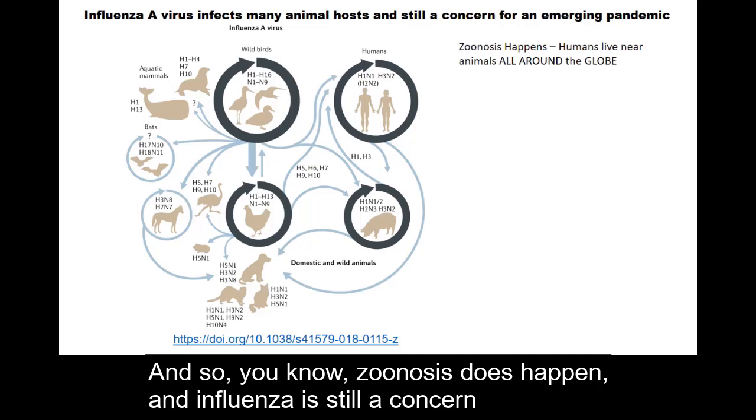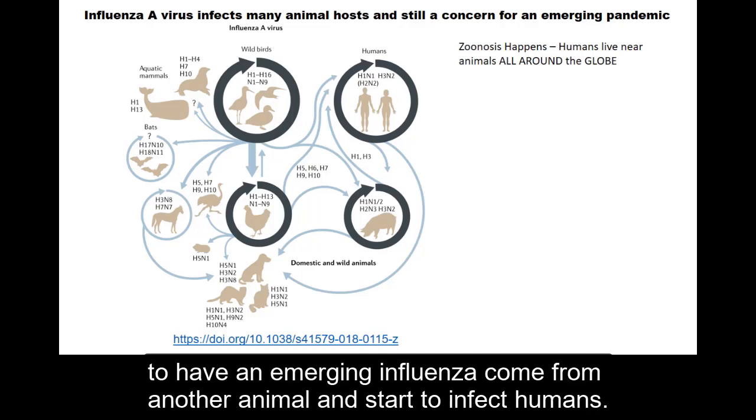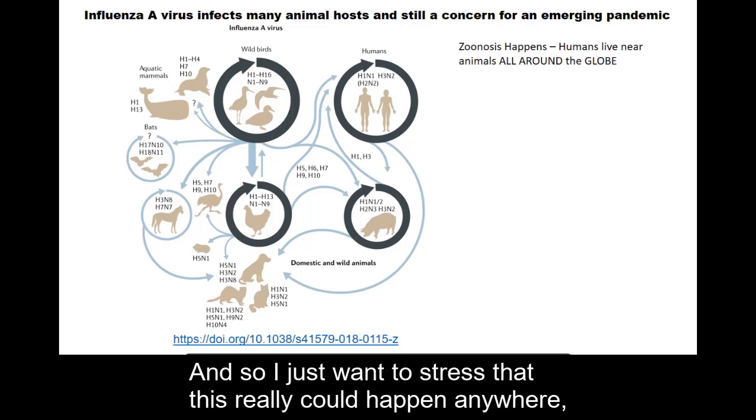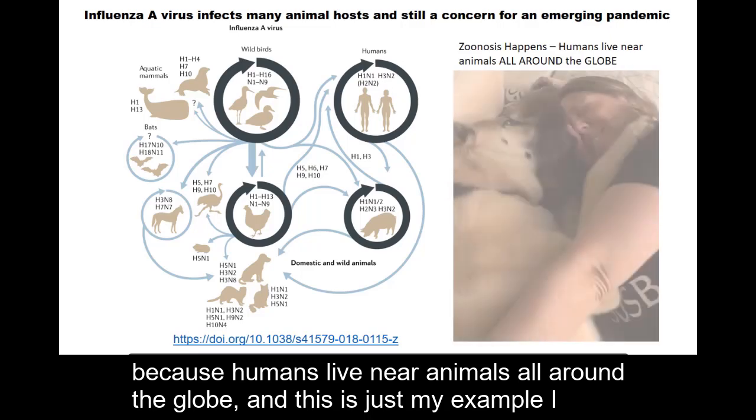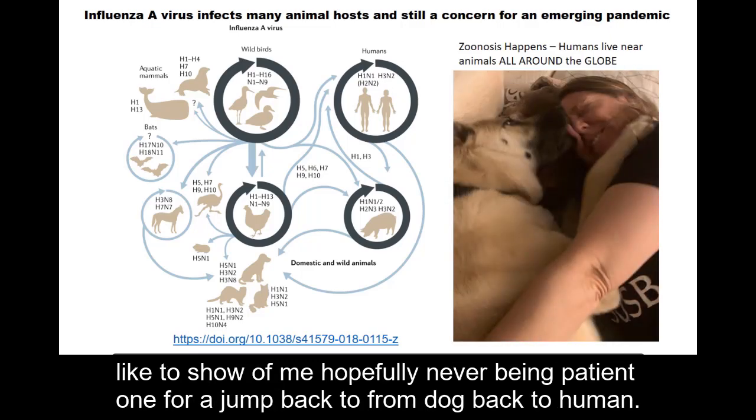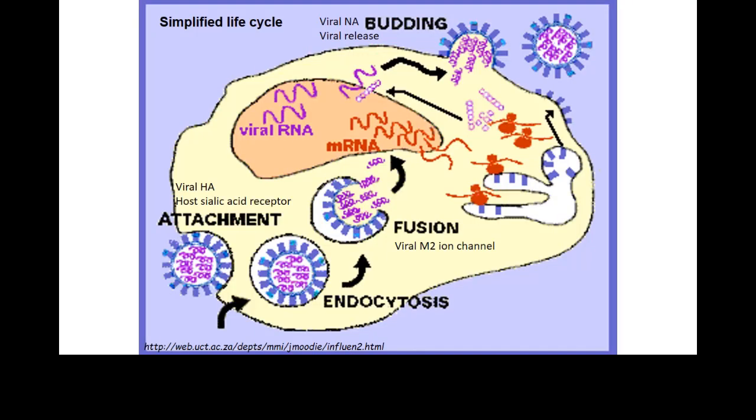And so, zoonosis does happen, and influenza is still a concern to have an emerging influenza come from another animal and start to infect humans. And so I just want to stress that this really could happen anywhere because humans live near animals all around the globe. And this is just my example I like to show of me hopefully never being patient one for a jump from dog back to human.